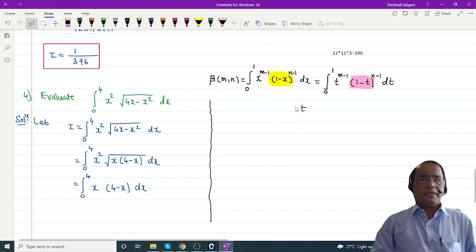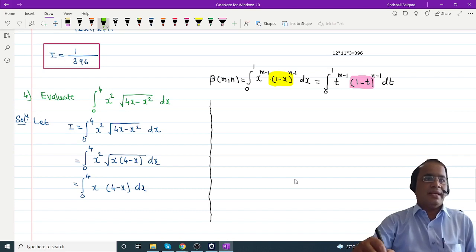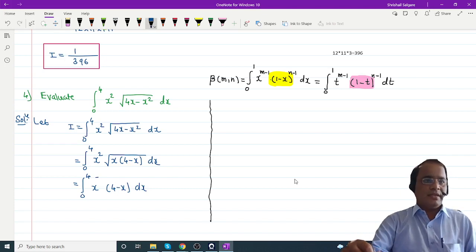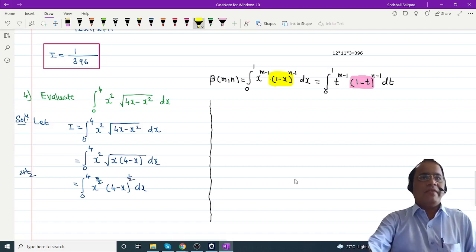1 by 2. Okay, x raised to power, that power comes as 2 plus 1 by 2. After simplification, I think it comes as 5 by 2. Is it right? Yes, sir. 2 plus 1 by 2, and the second one is 1 by 2. Now you are having the clear-cut factor 4 minus x.